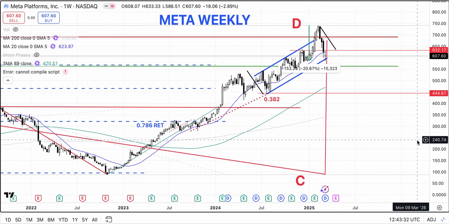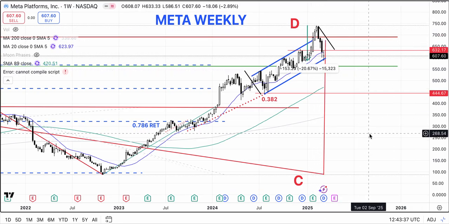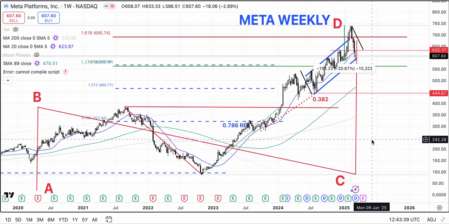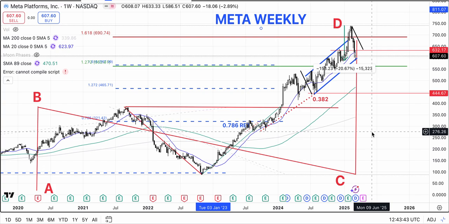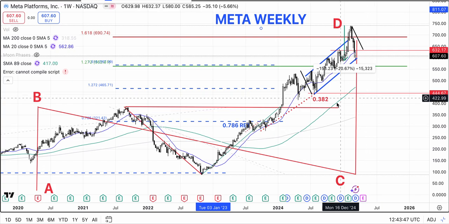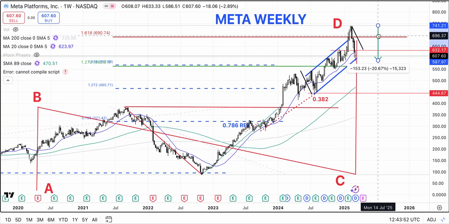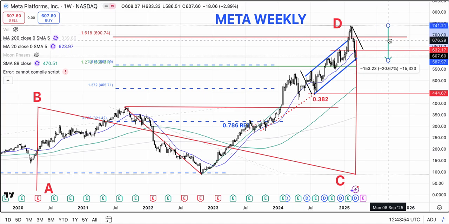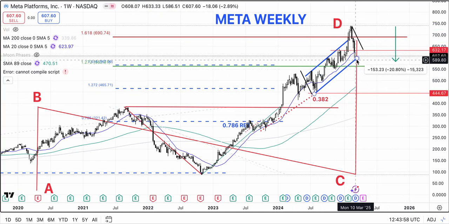And then what we have seen is essentially a pullback, and this pullback has been about 20% in the stock. Normally a pullback of 20% is seen as a bear market, so it's kind of flirting with that level from a percentage perspective, but a really fantastic move higher. You can see that it's just right at the bottom of this channel. The market came and touched that, very close to that.